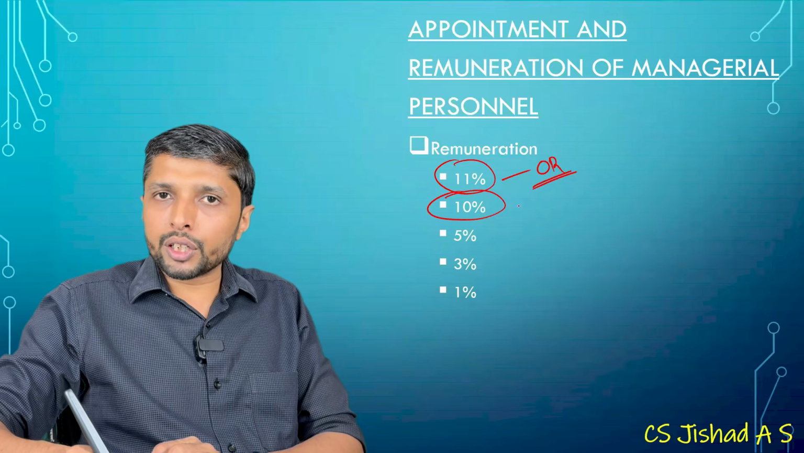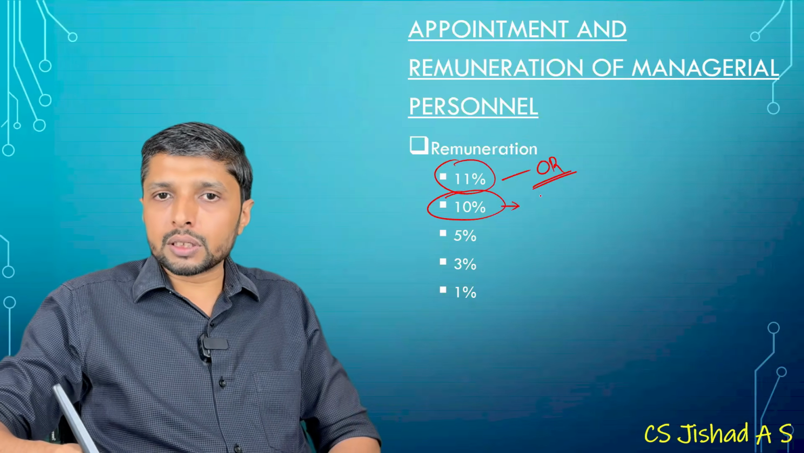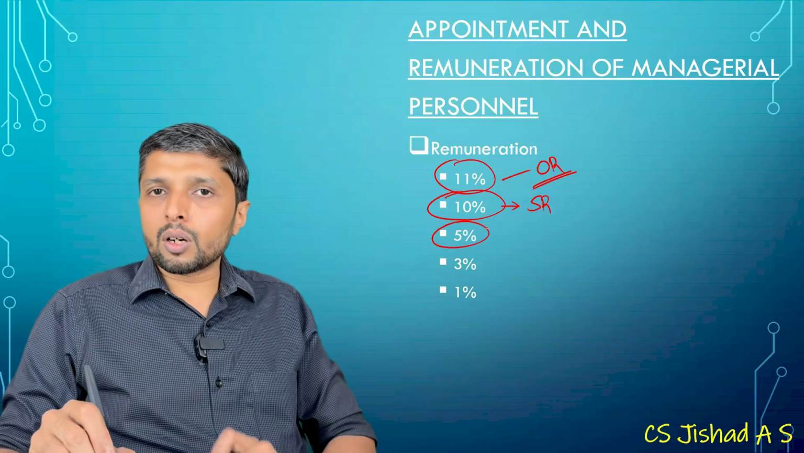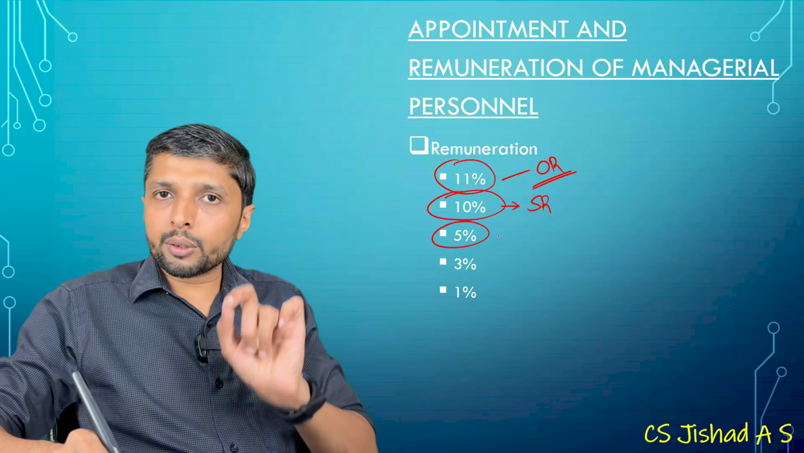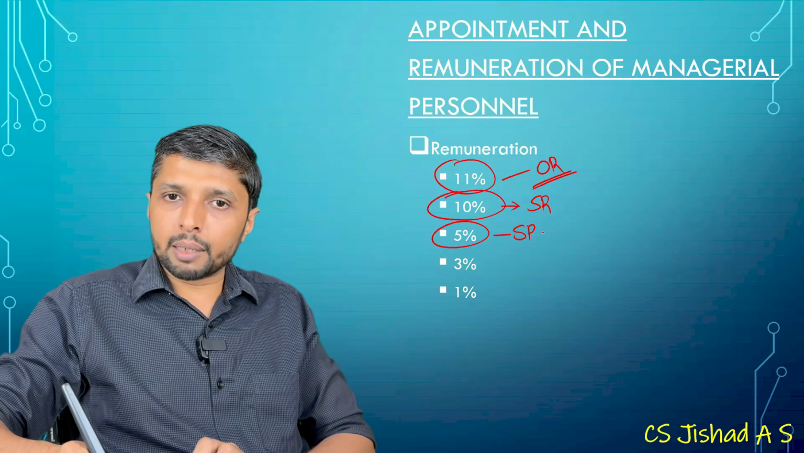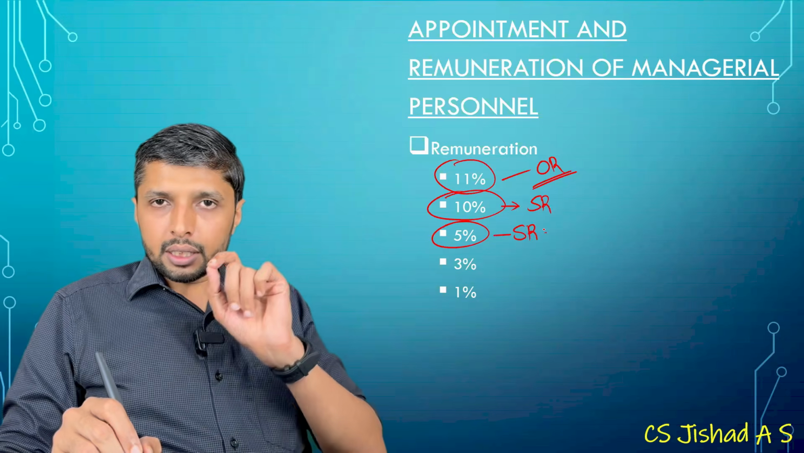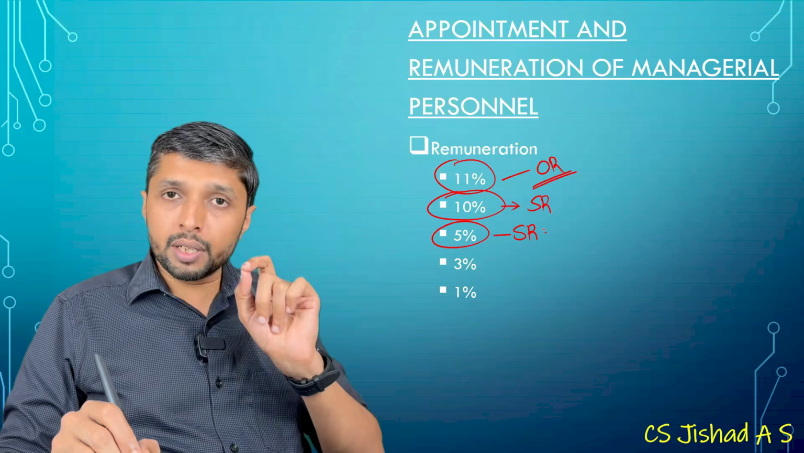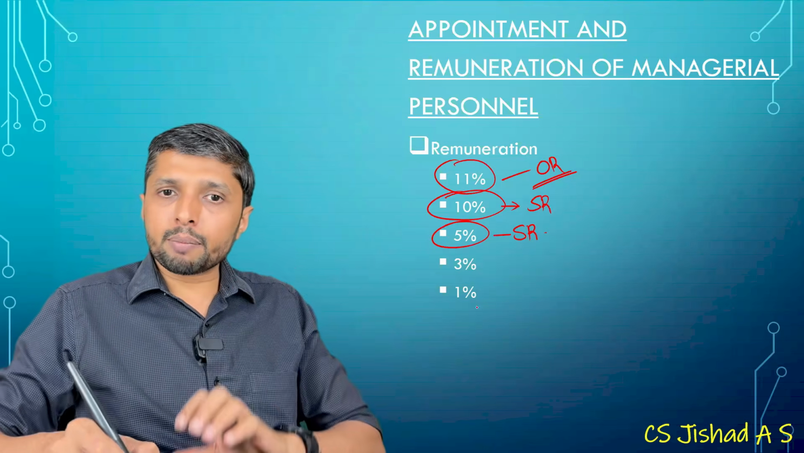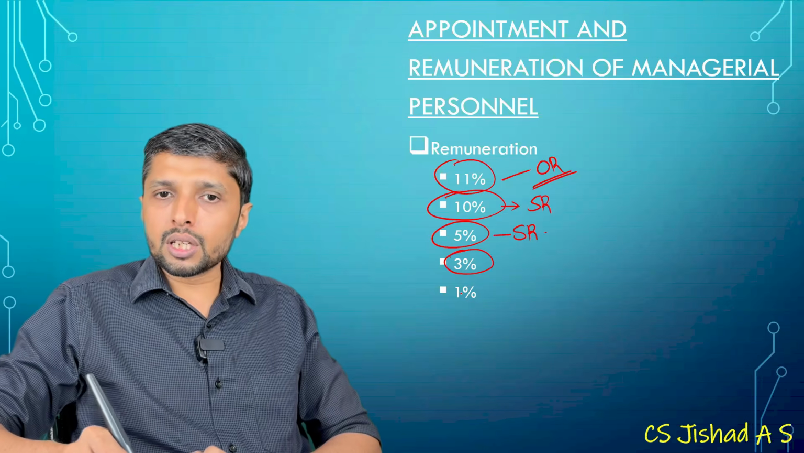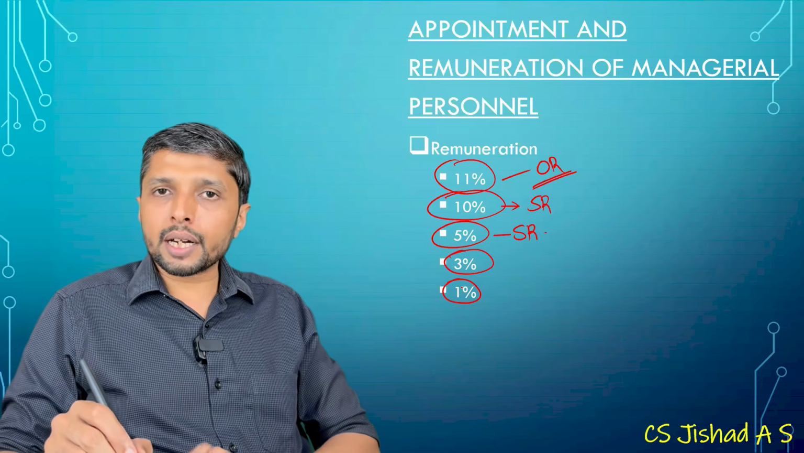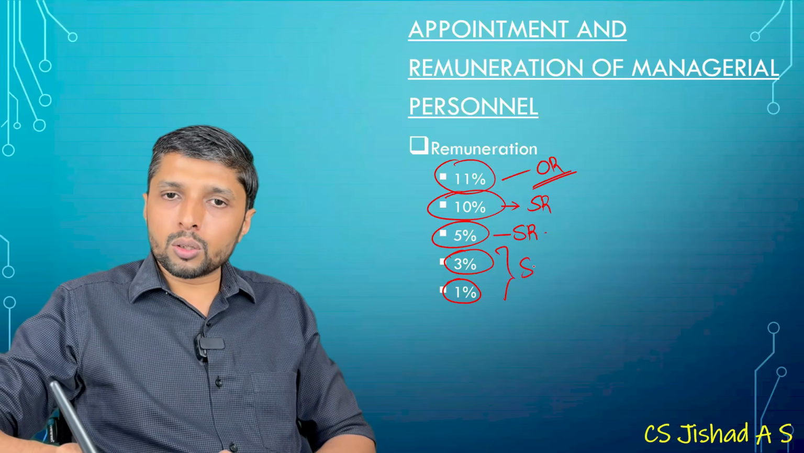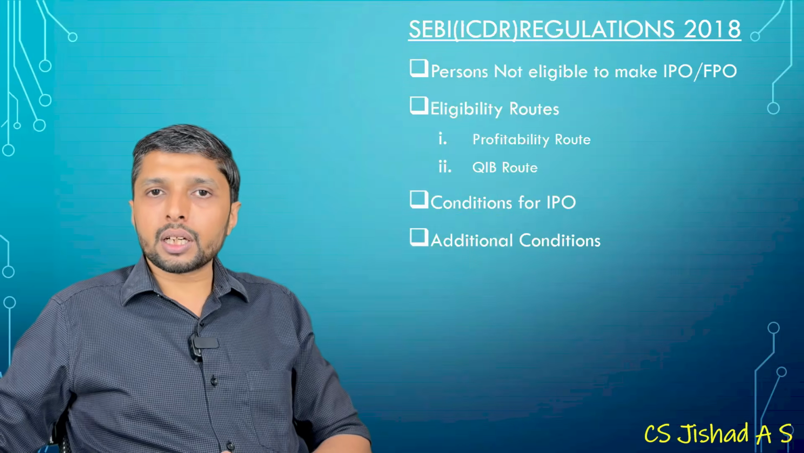they can be given remuneration of maximum 10%, which can be exceeded by passing special resolution. If there is only one MD or one whole-time director, to that person you can give maximum of 5%, which can be exceeded by special resolution. Then with respect to directors other than MD or whole-time director, if there is no MD, whole-time director, manager in that particular company, you can give 3%, or if there is MD or whole-time director or manager, maximum 1%. So these limits can also be exceeded by passing special resolution.